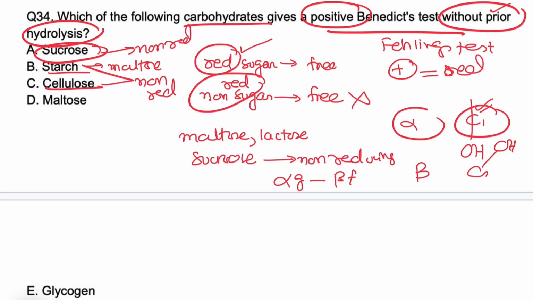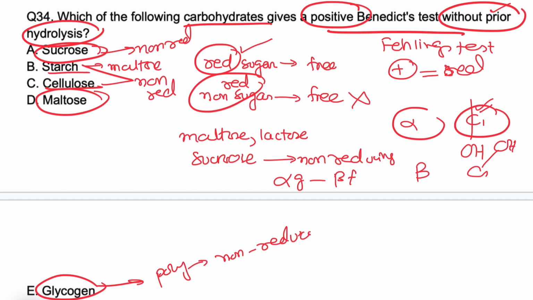The option that we are left with is maltose and glycogen. Glycogen is a polysaccharide, a non-reducing sugar. Fine. Maltose is the correct option. It's a reducing sugar. Okay, so sucrose is non-reducing. Most of the polysaccharides, like starch, glycogen, cellulose, are non-reducing.